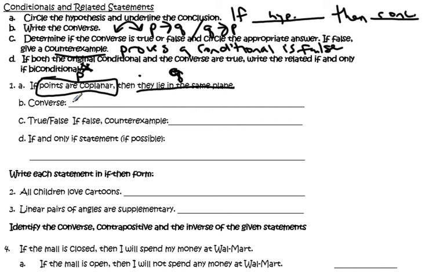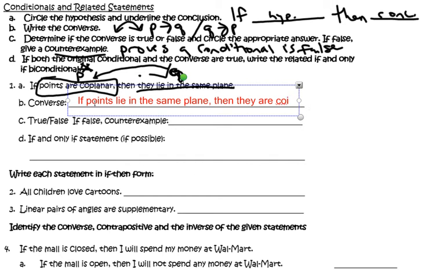Okay, the converse of that statement is to take our original Q and bring it to the front, and take our P and bring it to the back. So it should read if Q then P. So we want to say if Q, so if points lie in the same plane, then P, which is the points are coplanar. So then they are coplanar.